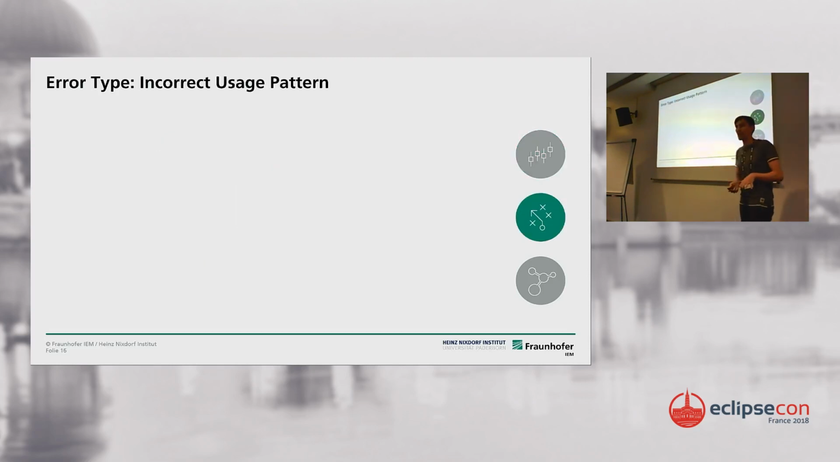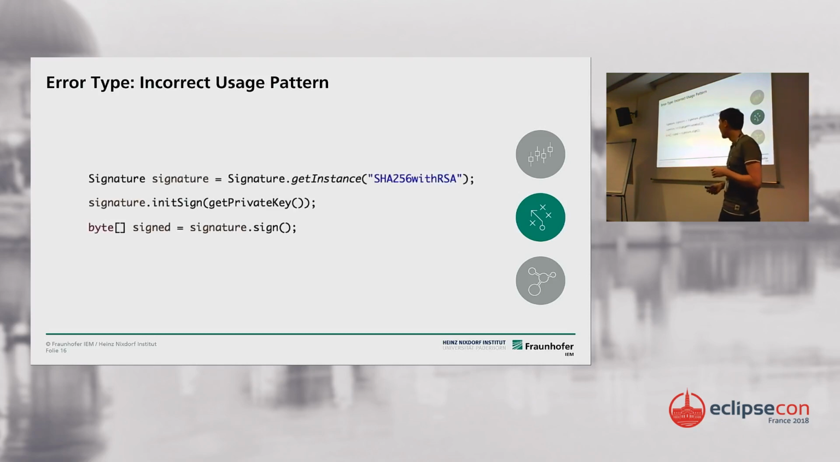The second error type is about incorrect usage patterns of objects. Here I have a little example of a signature object that you can use. You can instantiate it with this getInstance call, and then you might call initSign, supply it with some private key, and then you call sign to finally compute a signature. In that case, CogniCrypt will warn you that you missed some specific method call to actually supply some data.